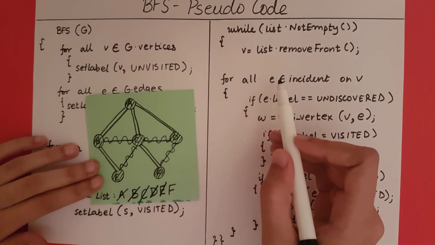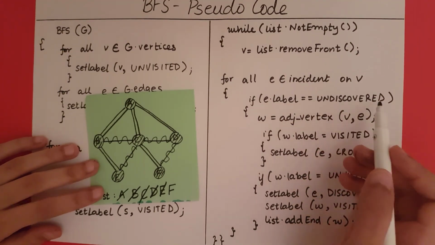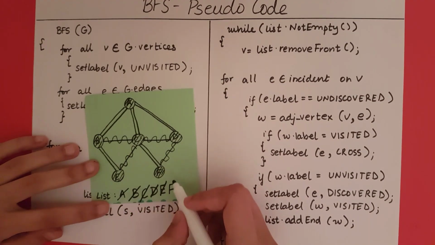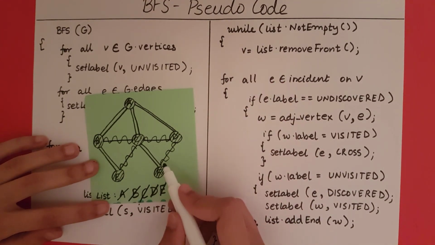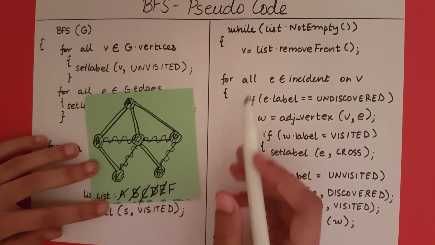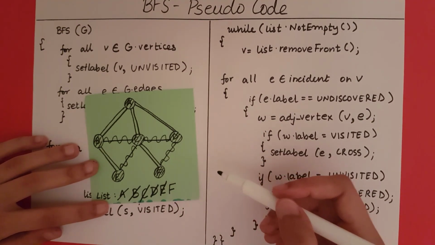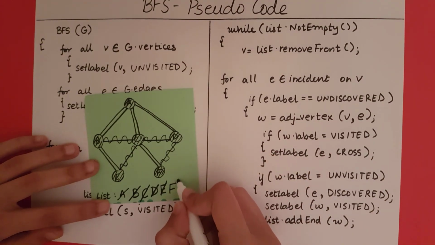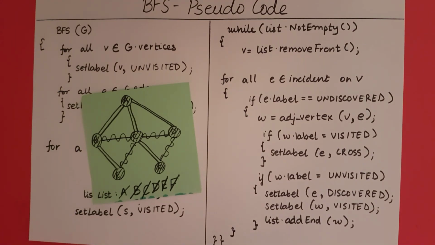Then I see, for all E incident on V, are there any E's that are undiscovered? No. So my for loop iterates and ends. So I go to the next iteration of my while loop. I go to F. Are there any undiscovered edges from F? No. So my for loop ends without any substantial statements being executed. And I remove it. And I go to the next iteration of my while loop.